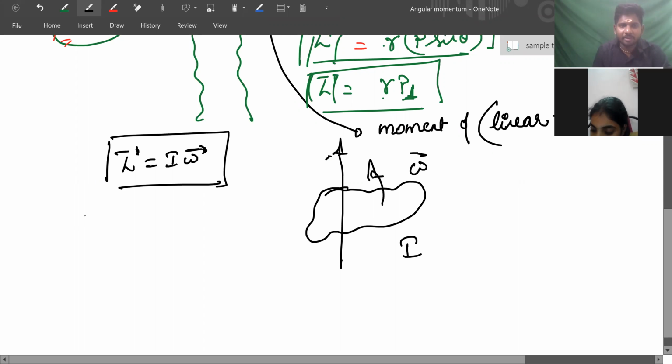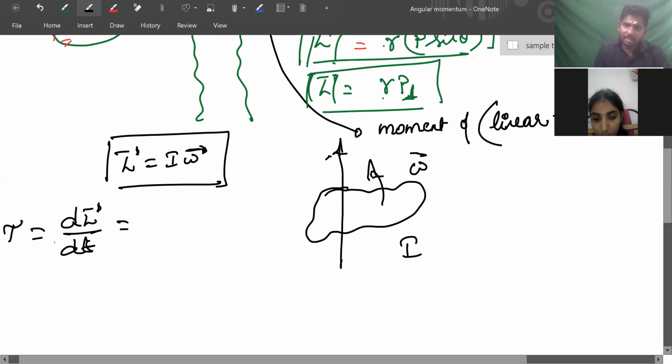Now I will try to find dL by dt, the rate of change of angular momentum. That is nothing but what? Rate of change of linear momentum is force. Rate of change of angular momentum is torque. Rate of change of linear momentum is force. Rate of change of angular momentum is torque.